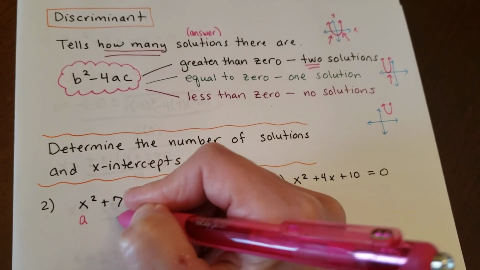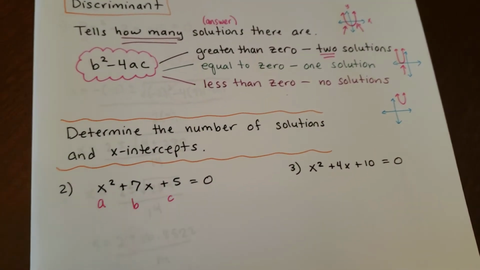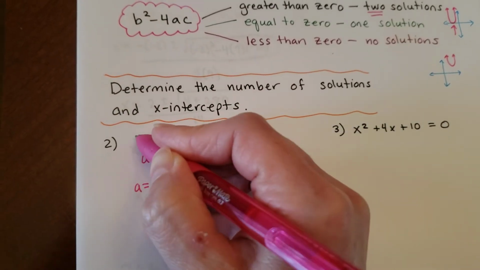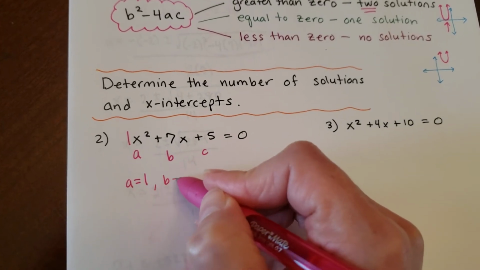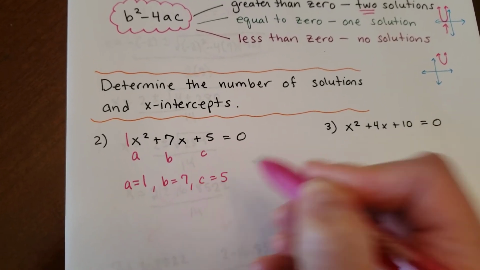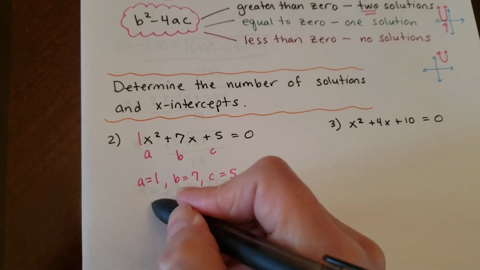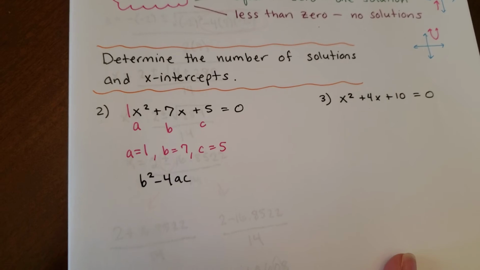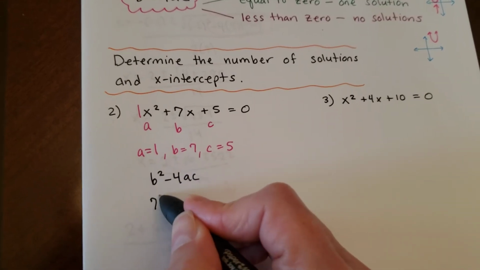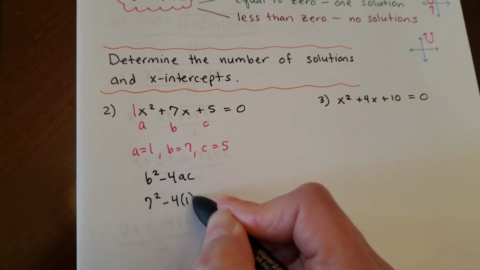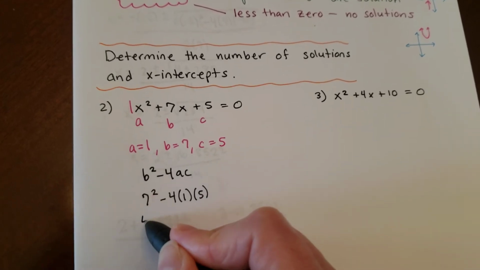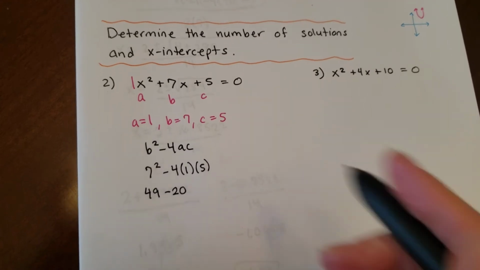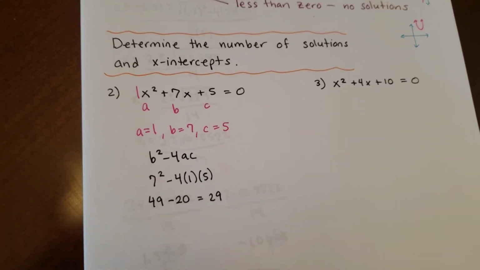You still want to label your A, B, and C. So A will be equal to 1, so remember it's the number in front. B is equal to 7, C is equal to 5. And your formula is b squared minus 4ac. So if I plug everything in, this will be a 7 squared minus 4 times 1 times 5. This is a 49, and that's a minus 20. So I'm getting a 29.